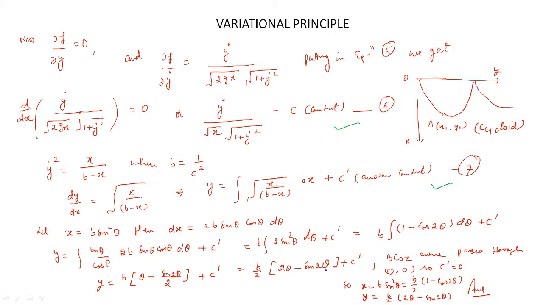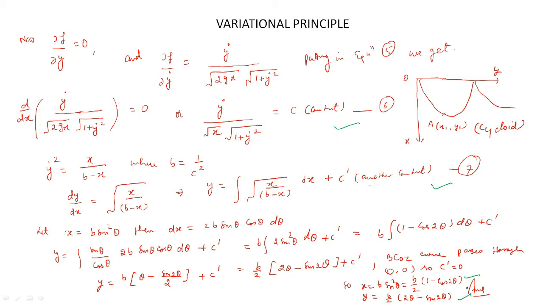Because your particle was initially at point O and it passes through the origin, your constant here will be 0. So your y will be equal to b by 2 times (theta minus sine 2 theta), and your x is equal to b sine square theta. You can write it in terms of cos theta also, and it will be written as b by 2 times (1 minus cos 2 theta). So your x is b by 2 times (1 minus cos 2 theta), and y is equal to b by 2 times (2 theta minus sine 2 theta).